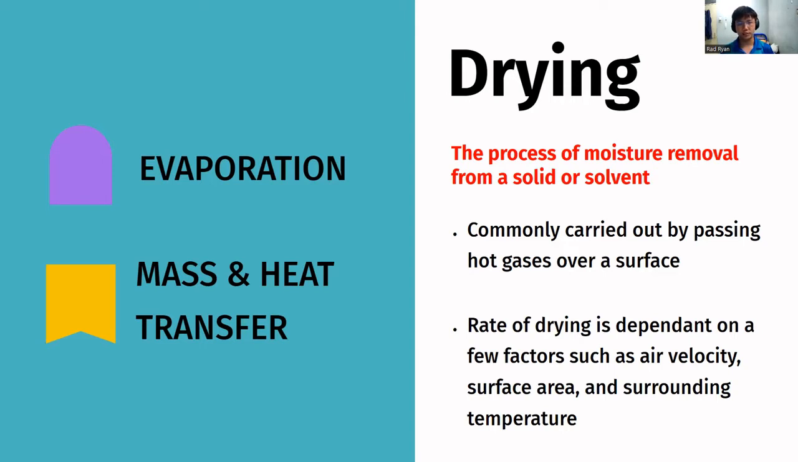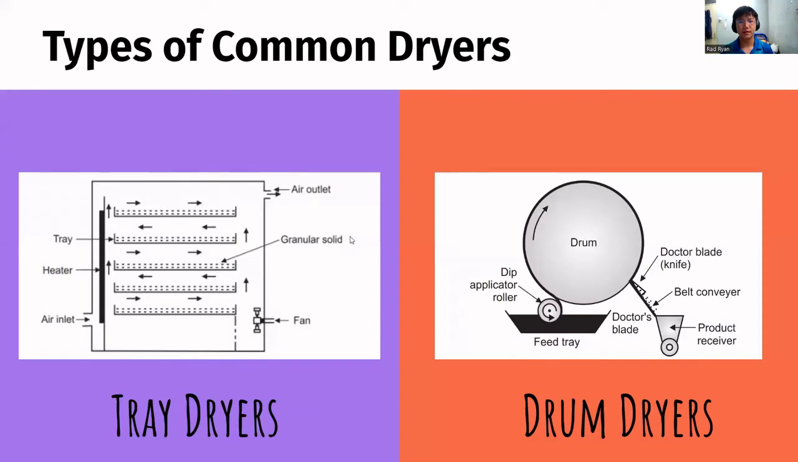The rate of drying, which is basically how fast can the drying process occur, is dependent on a few factors such as air velocity, surface area of the material, and the surrounding temperature. In the industry, there are several types of dryers that are being used. And in the industry, it is most commonly found that dryers can be classified based on two types. The first of which is a batch dryer, and the second of which is a continuous dryer.